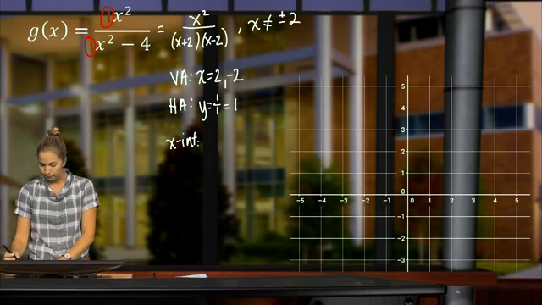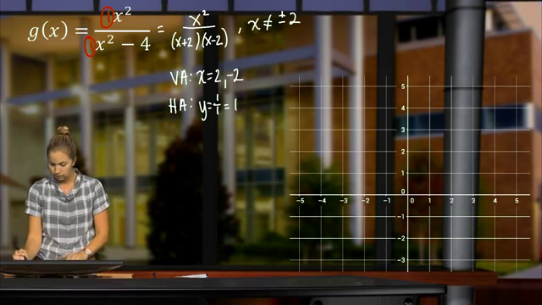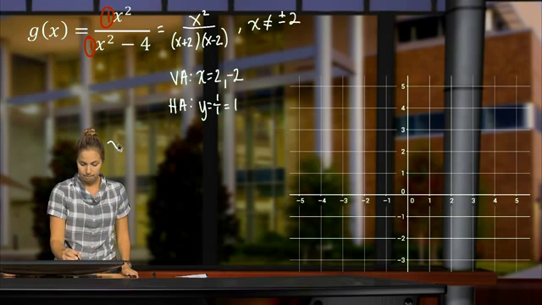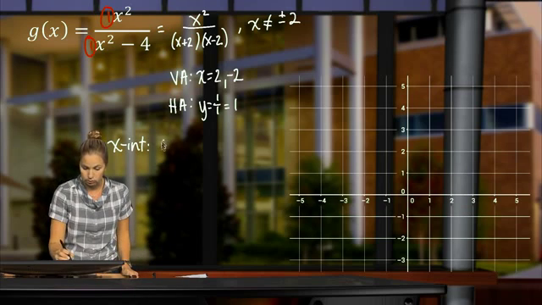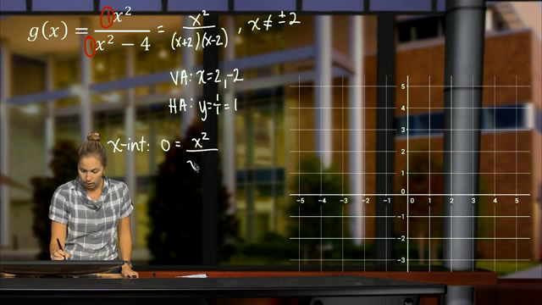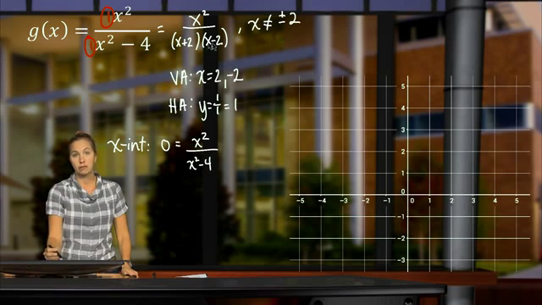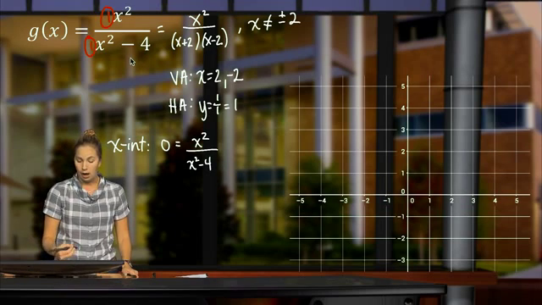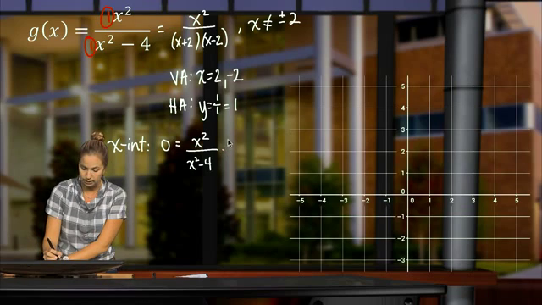Our x-intercept, and I'm actually going to scoot that over just a little bit so we have a little bit more space. To find our x-intercepts, we're going to plug in 0 for y. So 0 equals x squared over x squared minus 4. It doesn't really matter if you use the factored version or not. When I solve this, I'm going to start by multiplying both sides by x squared minus 4.